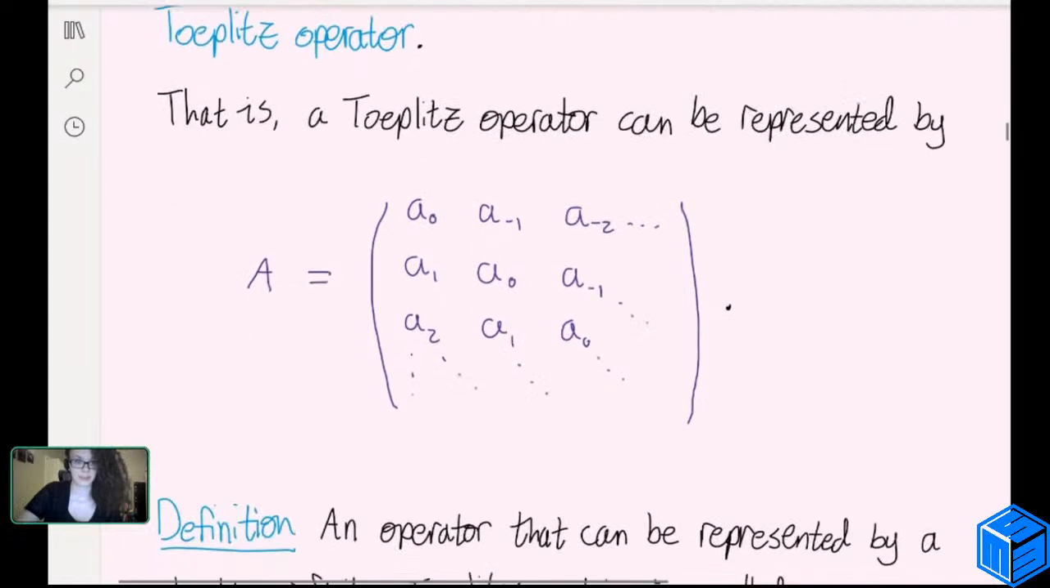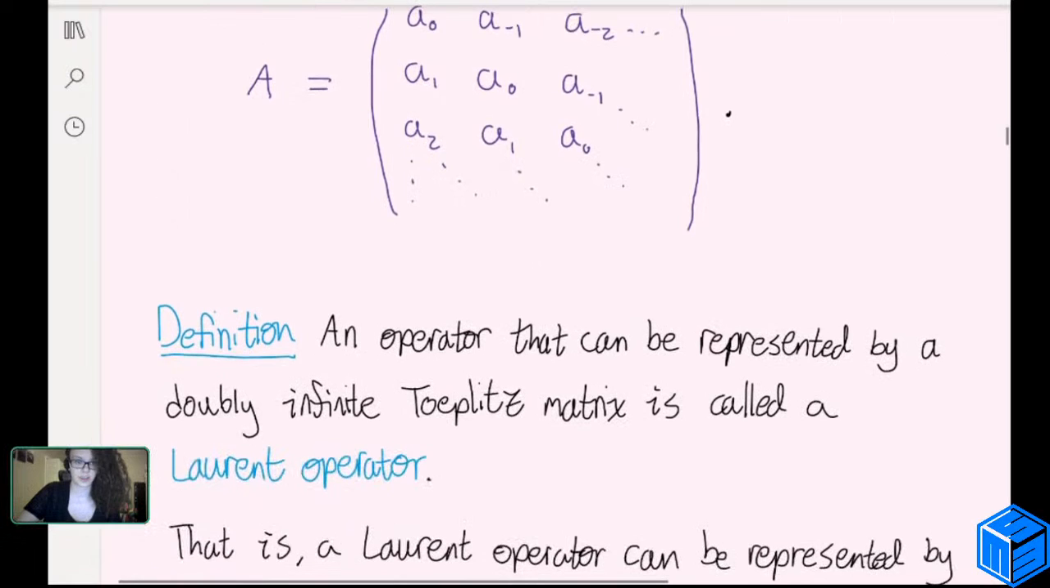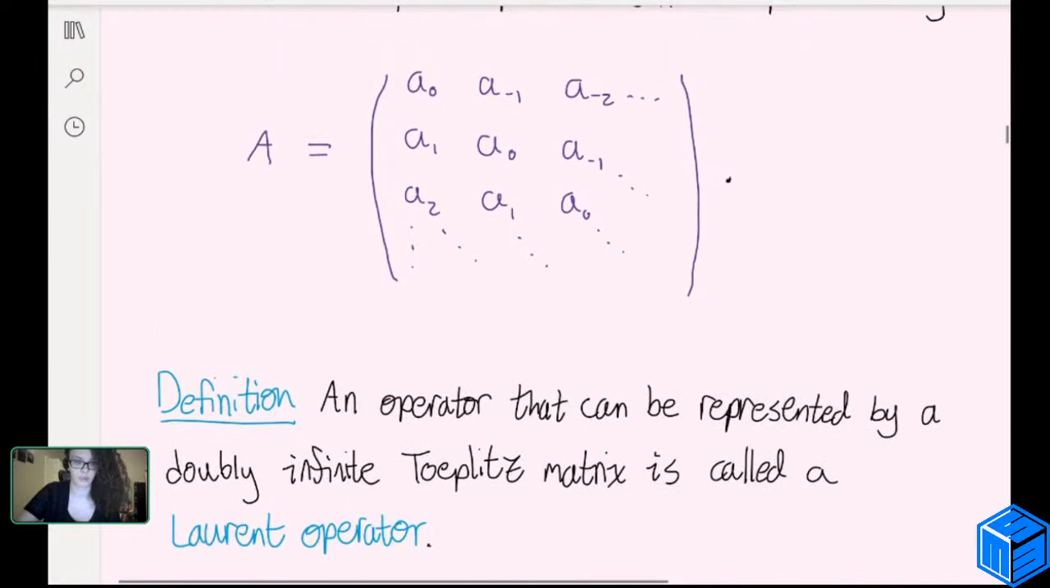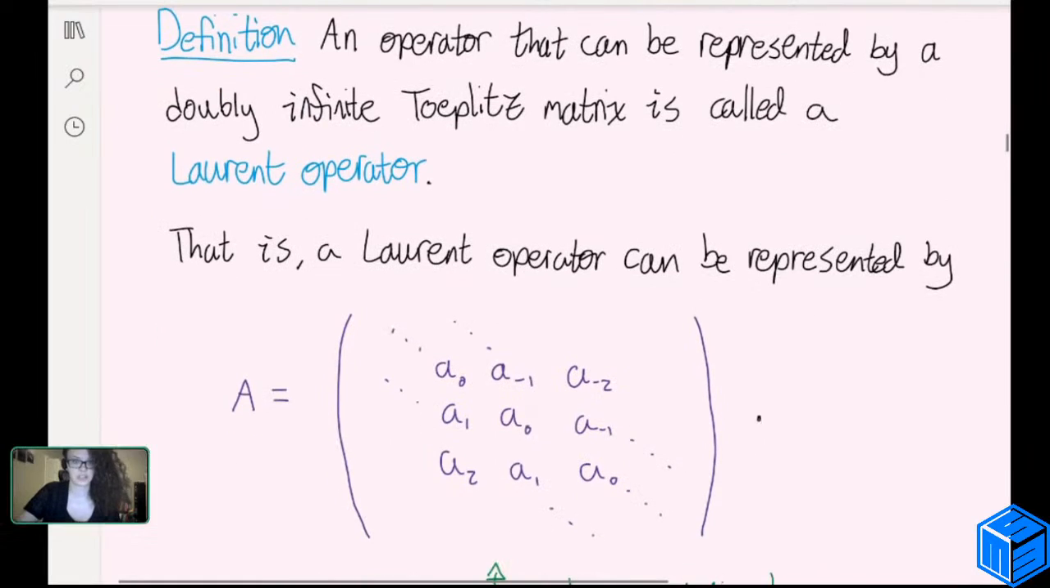If we have a doubly infinite Toeplitz matrix, then we call it a Laurent operator. So we can write the Laurent operator like this, and we see that the elements extend into infinity. There are entries in every direction infinitely. And so that's why it's doubly infinite, right?